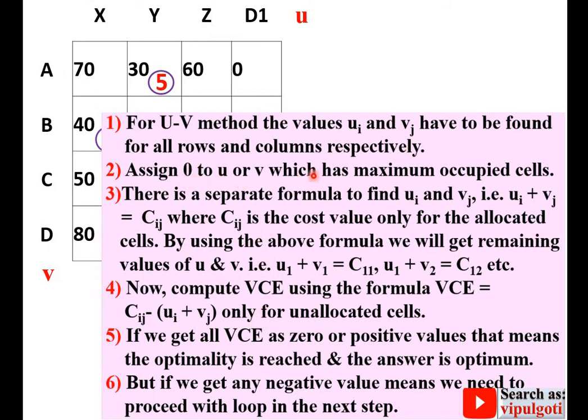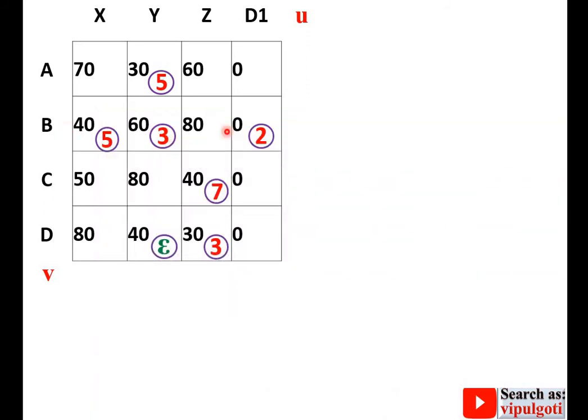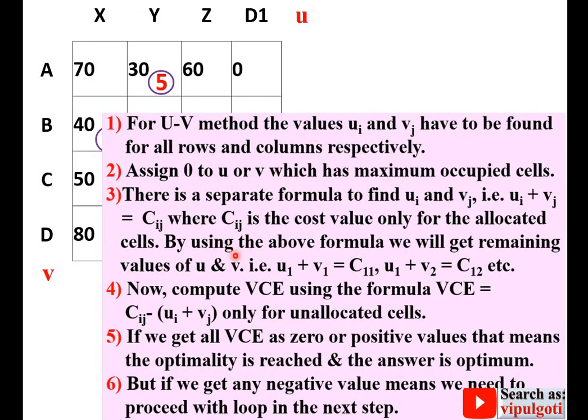Assign 0 to the U or V which has the maximum occupied cells. So here this row number 2 has the maximum occupied cells, that means 3, and so I can assign 0 over here. And based on that I can find the remaining values for U and V by using this equation: Ui plus Vj is equal to Cij.